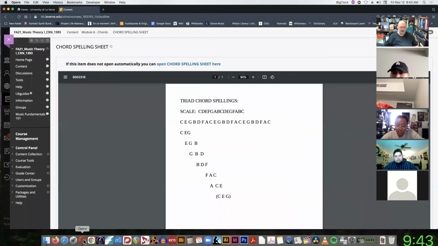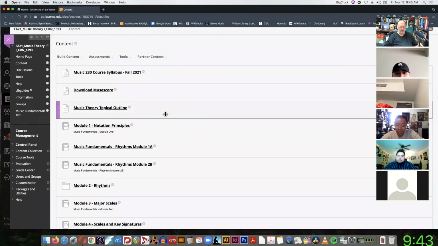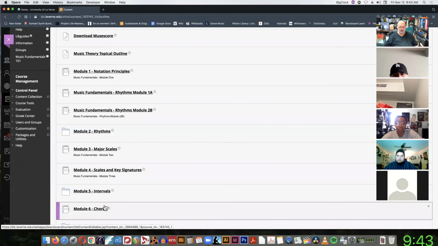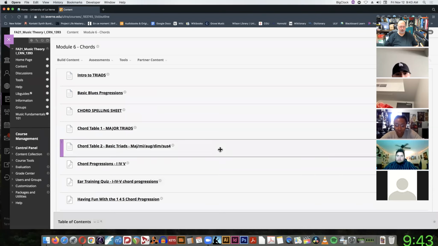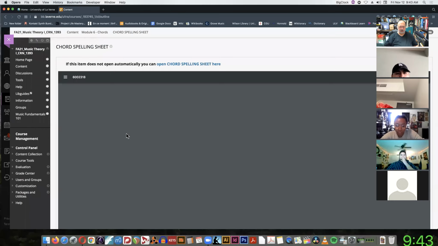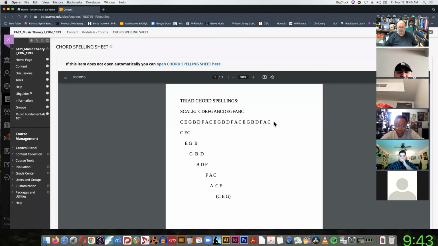So now, if we go to our Blackboard, we have under content, right? We're going to module 6, chords, and we have our chord spelling sheet. You guys remember, here's our long tertiary spelling sheet. Can you see that okay?